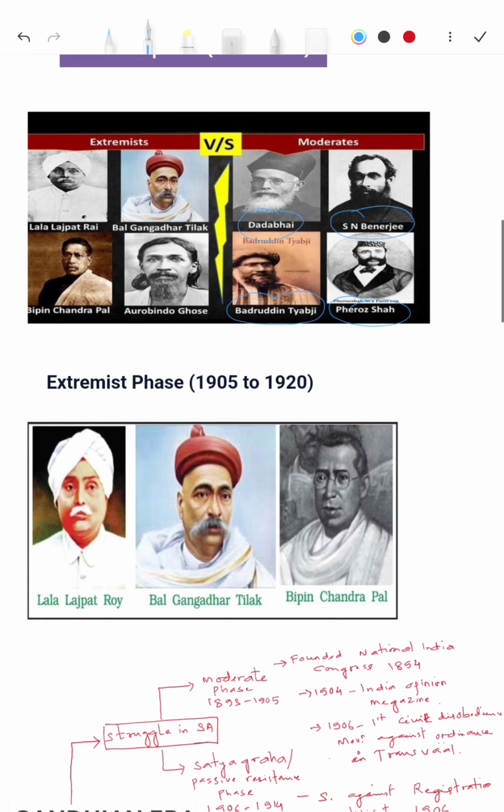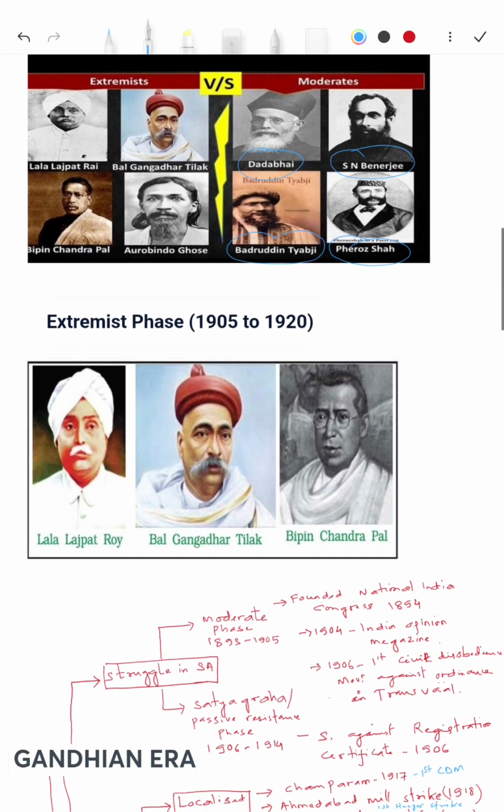Then comes the extremist phase, from 1905 to 1920. The extremist phase begins with the partition of Bengal, and the most famous trio we call Lal Bal Pal. Extremists relied on mass action, and their main goal was self-rule and Swaraj. One of Tilak's famous slogans is "Swaraj is my birthright and I will have it."